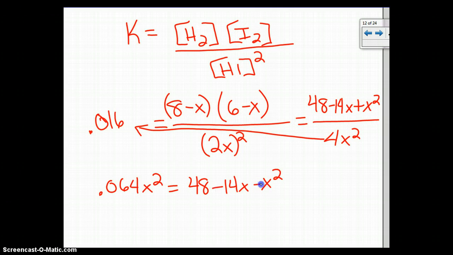All right, now we need to get everything on the same side. So I'm going to go ahead and get this x squared over here.